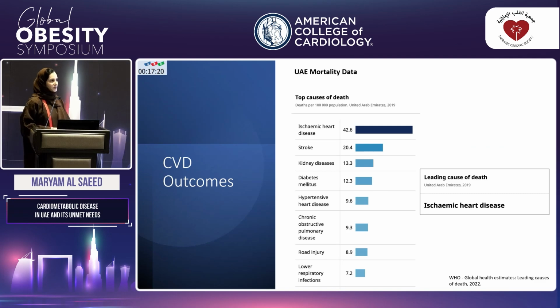Not surprisingly, with all we know so far about what's prevalent in the UAE, if you look at the UAE mortality data from the WHO, by far the number one cause of death in our country is ischemic heart disease. 42.6% is related to ischemic heart disease. What is number two? Stroke, at 20.4%. Then there are kidney diseases, then diabetes, hypertension, and maybe only here the COPD and road injury. I know the roads are a topic of debate with traffic, but road injury is 8.9%, and then there are lower respiratory tract infections. So the leading cause of death is ischemic heart disease by far, followed by an entire list of metabolic disorders. We are not surprised when we look at the epidemiology.